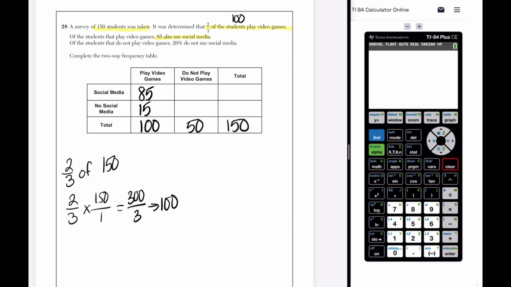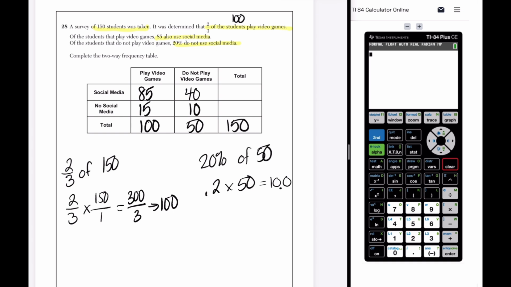Of the students that do not play video games, 20% do not use social media. So I want to know what is 20% of 50. So I'm just multiplying 0.2 times 50. Well, 2 times 50 is 100. 0.2, so that's just 10. So only 10 do not use social media. And again, you can use your calculator for this. So if 10 kids don't use social media, 10 plus what makes 50? 40.